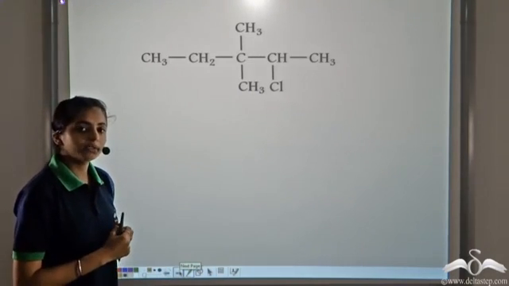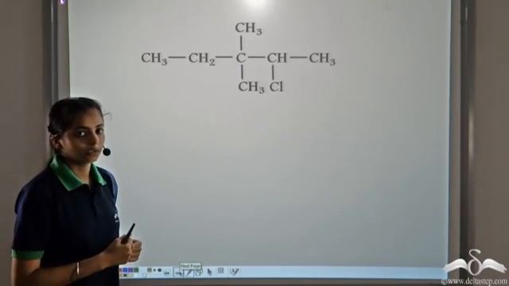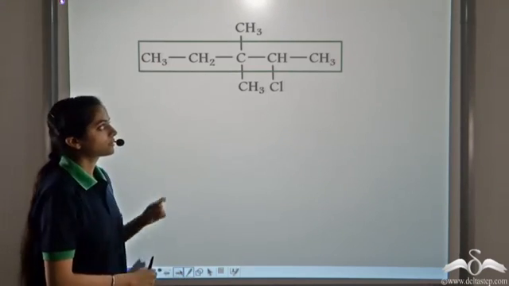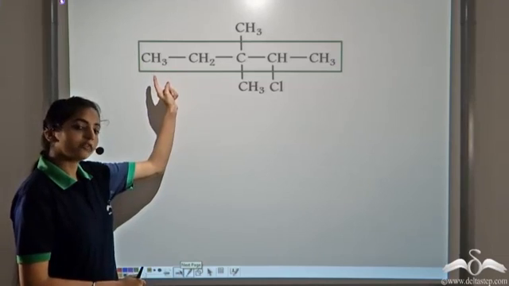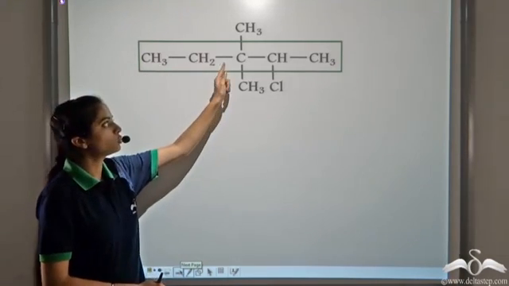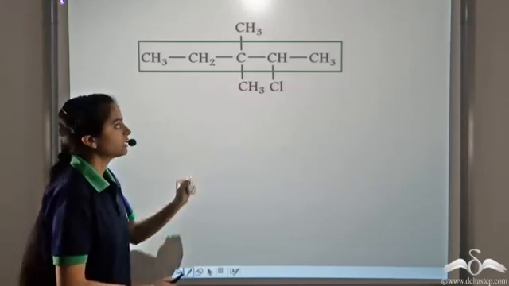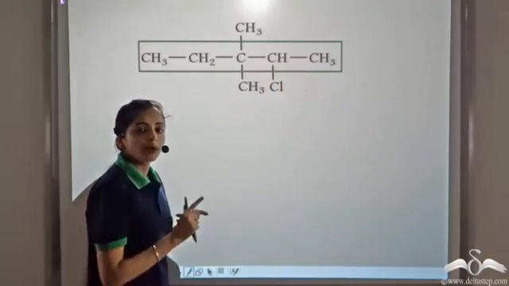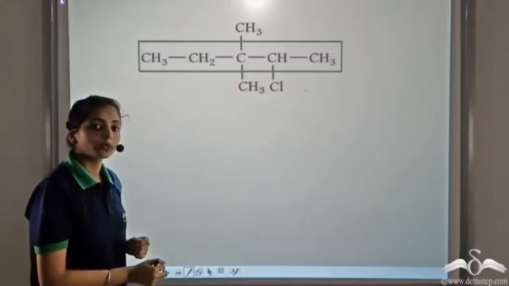Let's take another example. Let's try to find out the IUPAC name of this organic compound. So the first step is to find the longest carbon chain. So we see this is the longest carbon chain. If we start the numbering from left hand side, we get 1, 2, 3. So the 2 methyl groups are present at position 3. If we start the numbering from right, we'll get 1, 2. So by rule, we give the lowest number to the substituents. So we start the numbering from the right hand side.